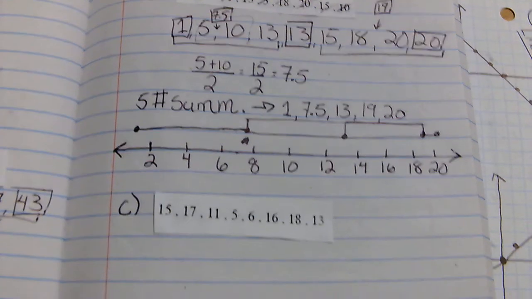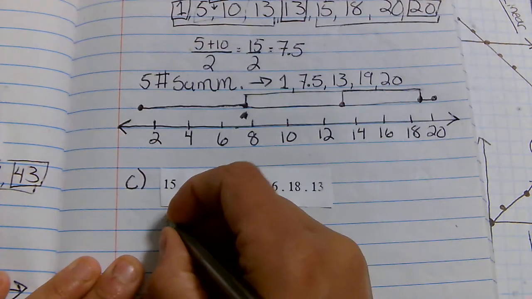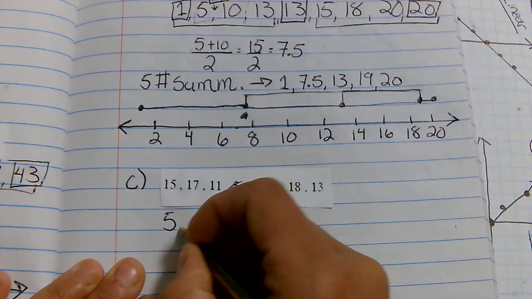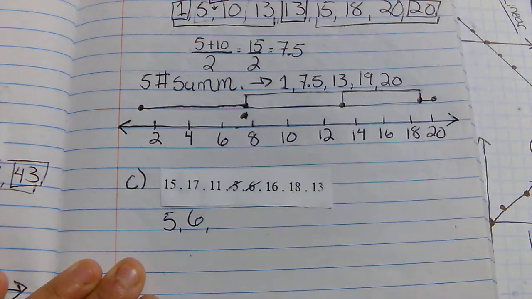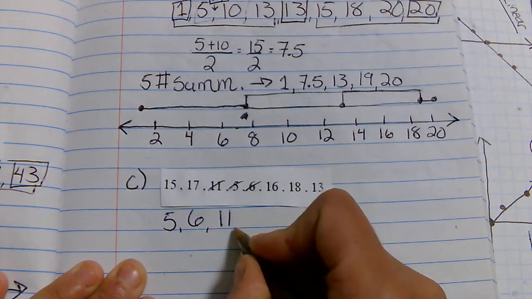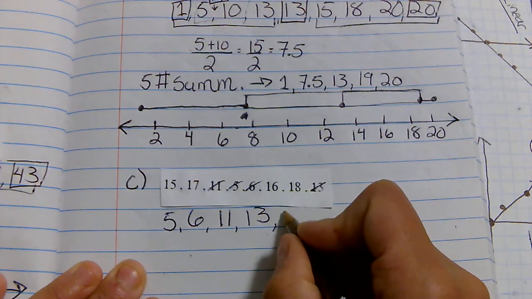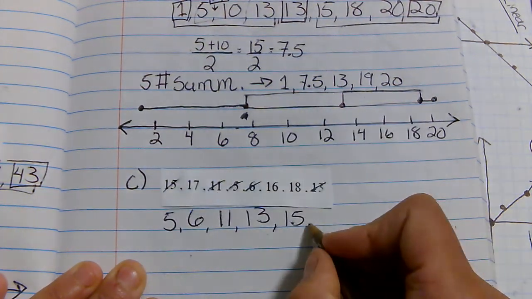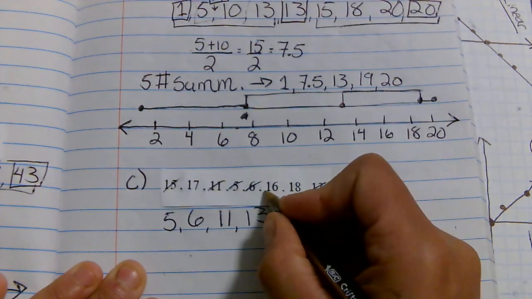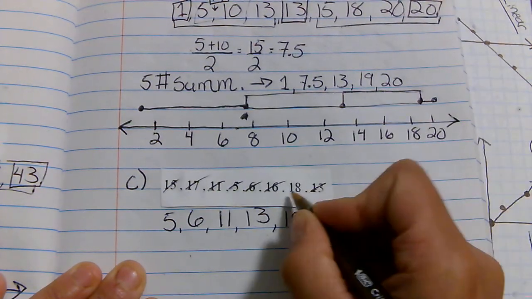Okay, so I'm going to go ahead and solve this. The first thing I need to do is put these guys in order least to greatest. So we'd have 5, 6, next would be 11, then 13, then 15, 16, 17, and 18. Okay.